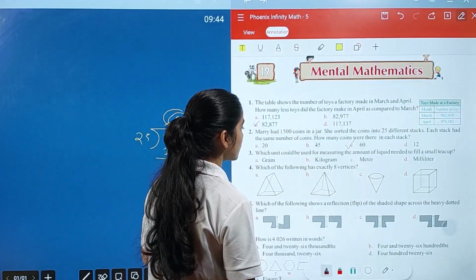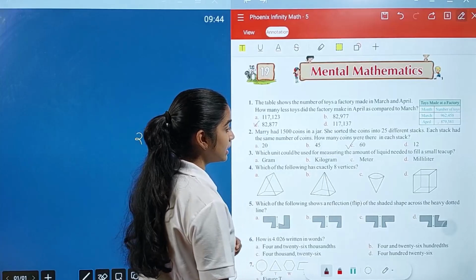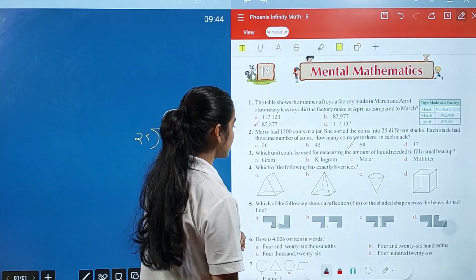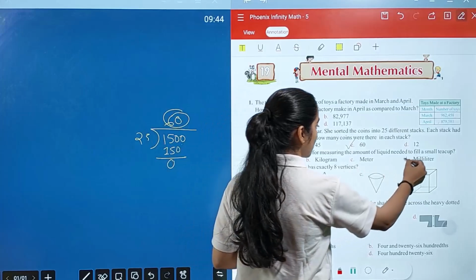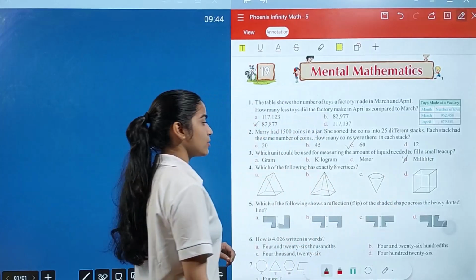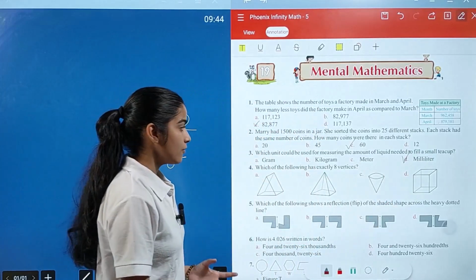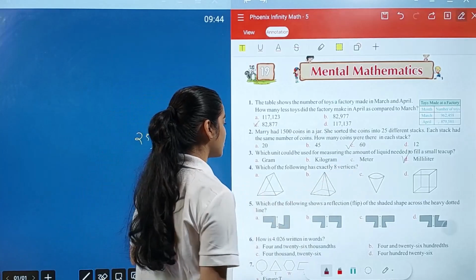Which unit could be used for measuring the amount of liquid needed to fill a small teacup? Gram, kilogram, meter or milliliter? Milliliter is right, because whenever we have to deal with capacity, we use liter, and milliliter for a small teacup.